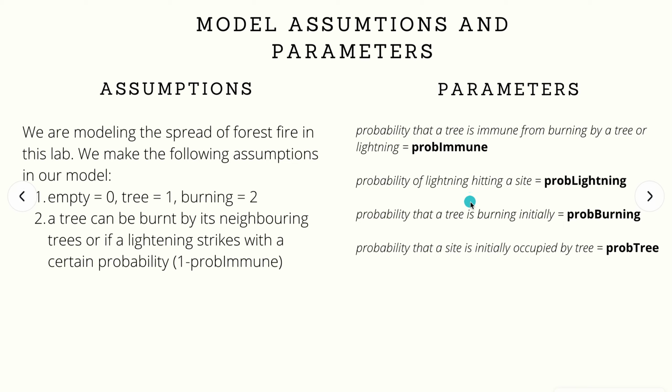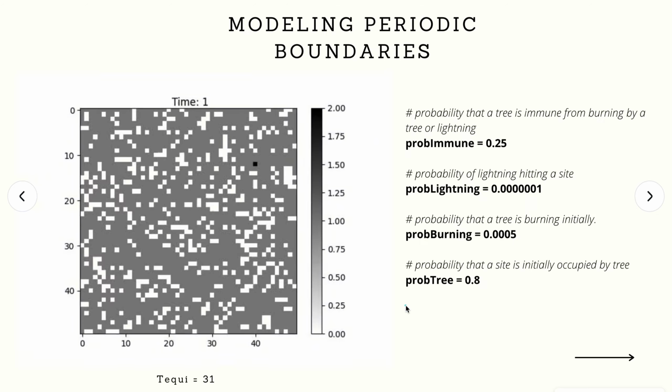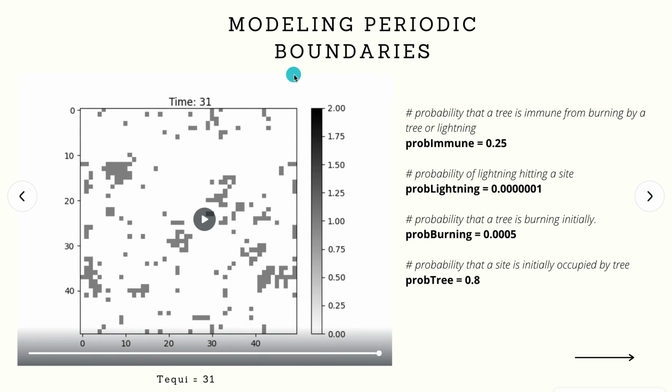The second probability that we have is the probability of lightning hitting a site. So when lightning will hit a site, that site, if it contains a tree, it will be set on fire with a probability 1 minus probability immune. And then the third parameter that we have is probability burning, which is the probability that a tree is burning initially when we start the model, when we start the simulation. And the fourth parameter that we have is probability tree, which is the probability that a site is initially occupied by a tree.